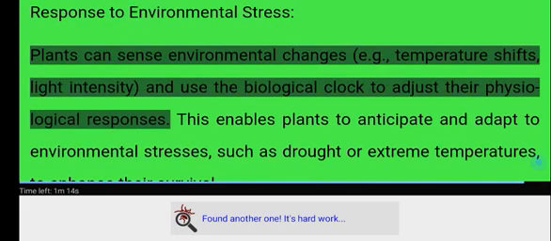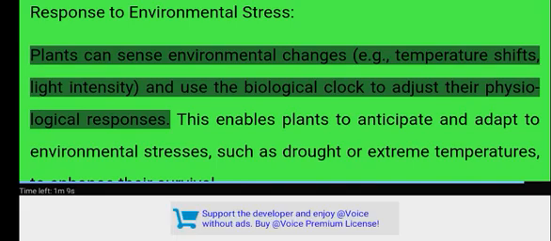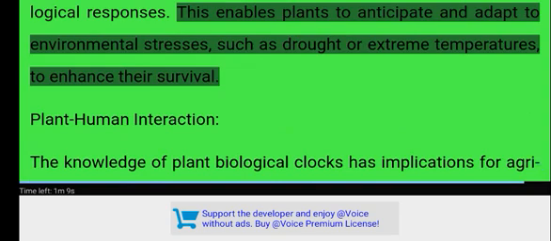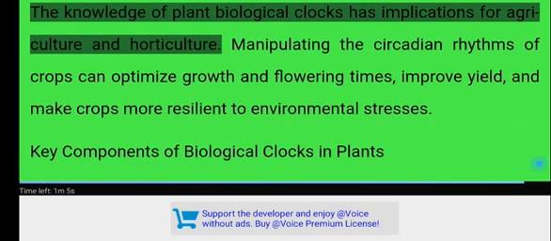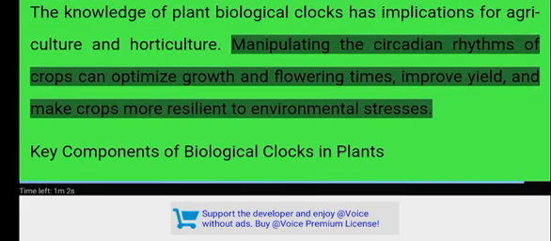Response to environmental stress. Plants can sense environmental changes, e.g., temperature shifts, light intensity, and use the biological clock to adjust their physiological responses. This enables plants to anticipate and adapt to environmental stresses, such as drought or extreme temperatures, to enhance their survival. Plant-human interaction. The knowledge of plant biological clocks has implications for agriculture and horticulture. Manipulating the circadian rhythms of crops can optimize growth and flowering times, improve yield, and make crops more resilient to environmental stresses.